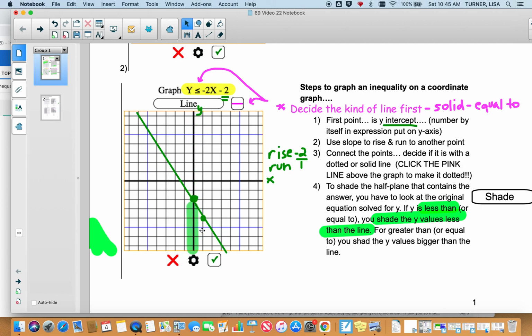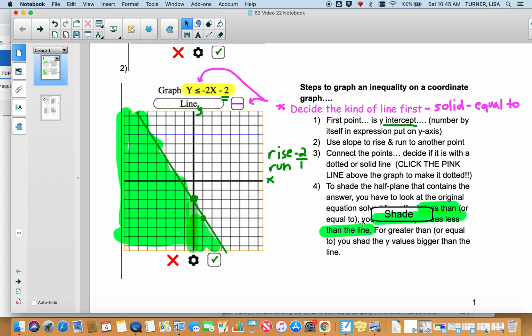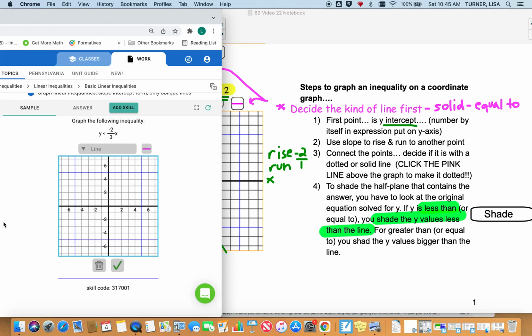And the y is less than the line. The y values are less than there. So I will shade here. And when you click shade, it will automatically shade that spot for you. It's very nice, actually. All right, so put your pencil down here for a minute. Just listen, please. All right, and take a look.